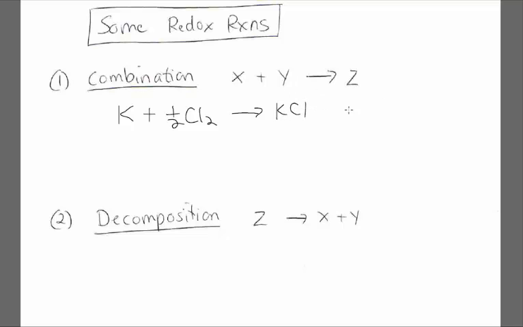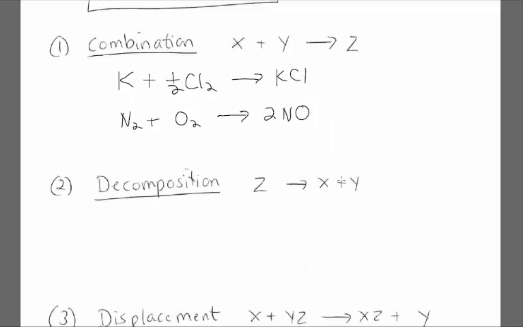So this is one example of a combination reaction, which would be compound formation reactions. Another example would be nitrogen and oxygen forming NO. So those are combination, two things joined together. The second type would be decomposition, which is just the opposite. One compound falls apart into others.